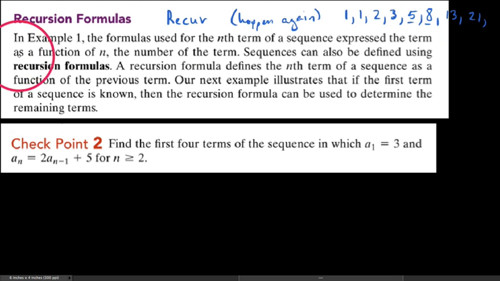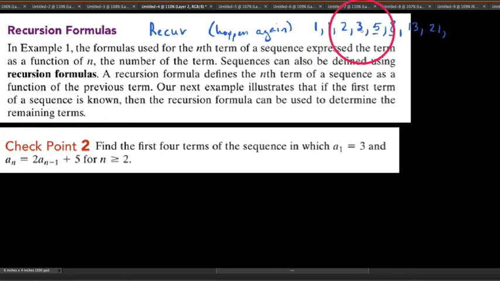So when we say things are recursive, we're saying that they are defined by using terms that occur before it. Recursion formulas are what we're going to look at in this example video, and we're going to compare and contrast them with what we call the explicit form of a formula. The explicit formula for the nth term of a sequence expresses the term as a function of n, the number of the term. Sequences can also be defined using recursion formulas. Recursion formulas define the nth term of a sequence as a function of the previous term. So I can tell you what a sub n plus 1 is, which is just one term beyond the nth term.